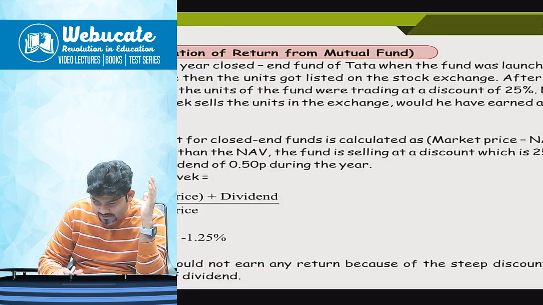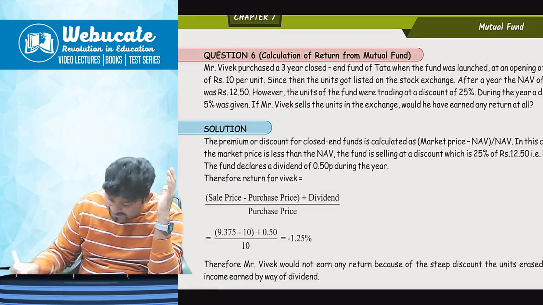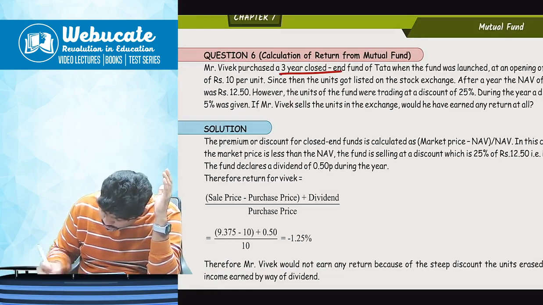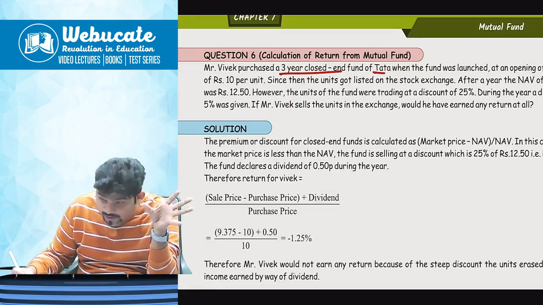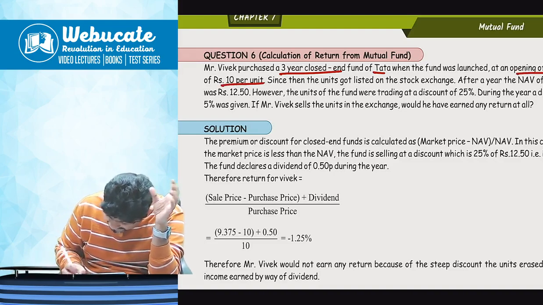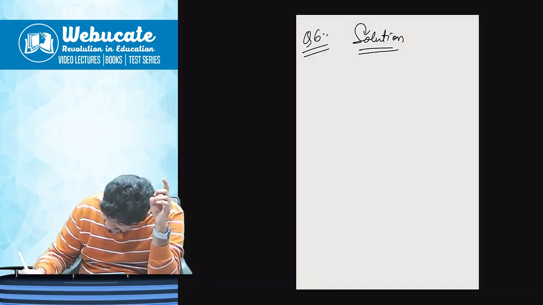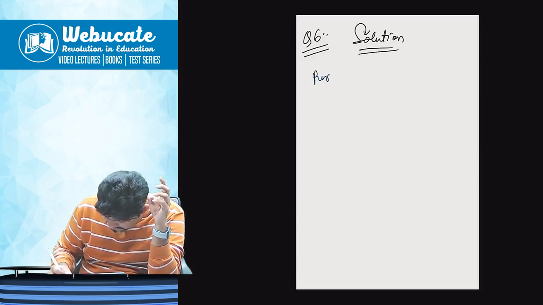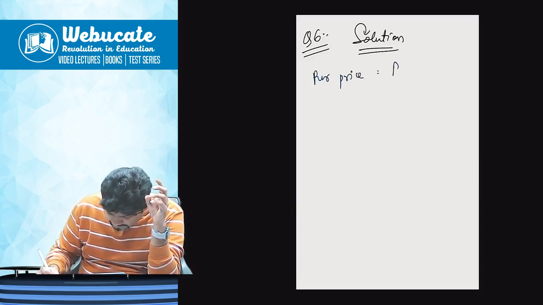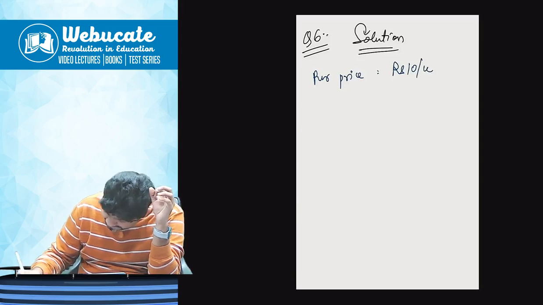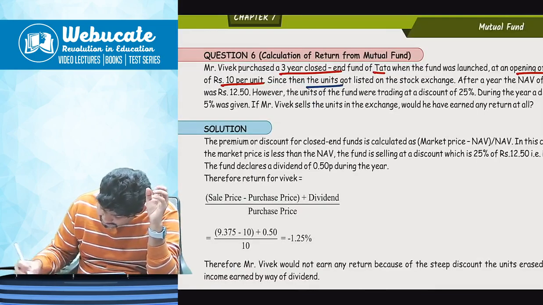Mr. Vivek purchased a 3-year-old closed-end fund of Tata when the fund was launched at an opening offer price of 10 per unit. So, what is the purchase price? Rupees 10 per unit. Since then, the units got listed.